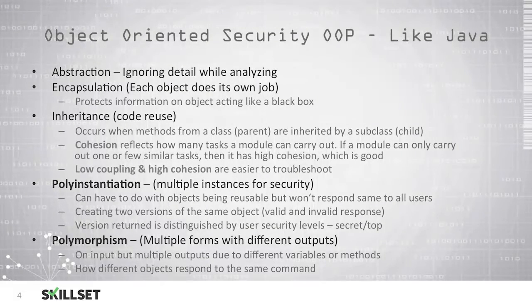Polymorphism is where multiple forms are used with different objects. So depending on the input, you could have multiple outputs due to different variables or methods, and it also has to do with how different objects can respond to the same command.